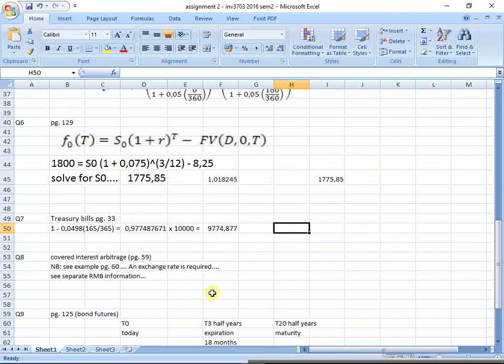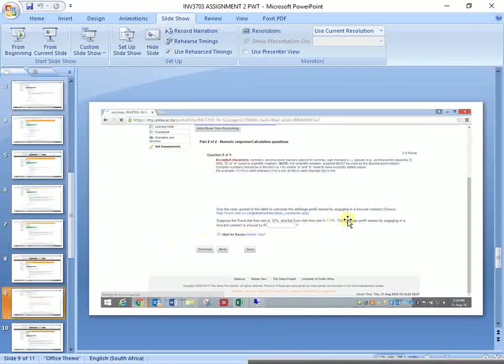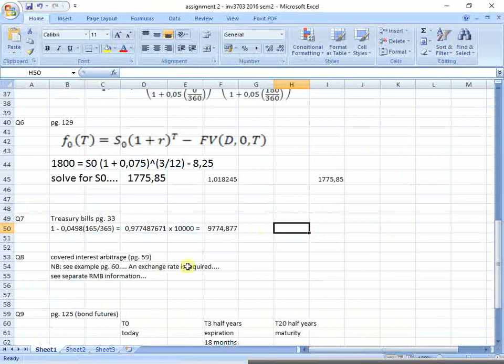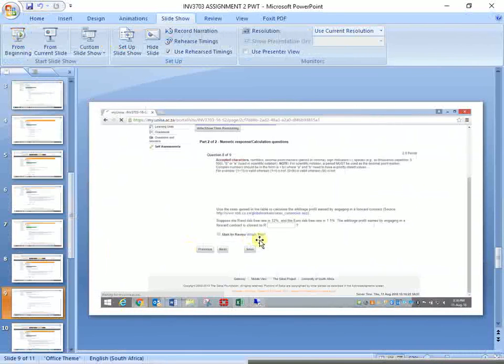All right, then question 8. Question 8 requires a table. I haven't had a chance to download those rates, and we'll need those rates to do it. We need to download this RMB sheet to get the rates, and you need 2 rates. I've put a reference here, covered interest arbitrage, page 59. Have a look at example 60. We need that separate RMB information. I haven't done that yet because I haven't downloaded this link.